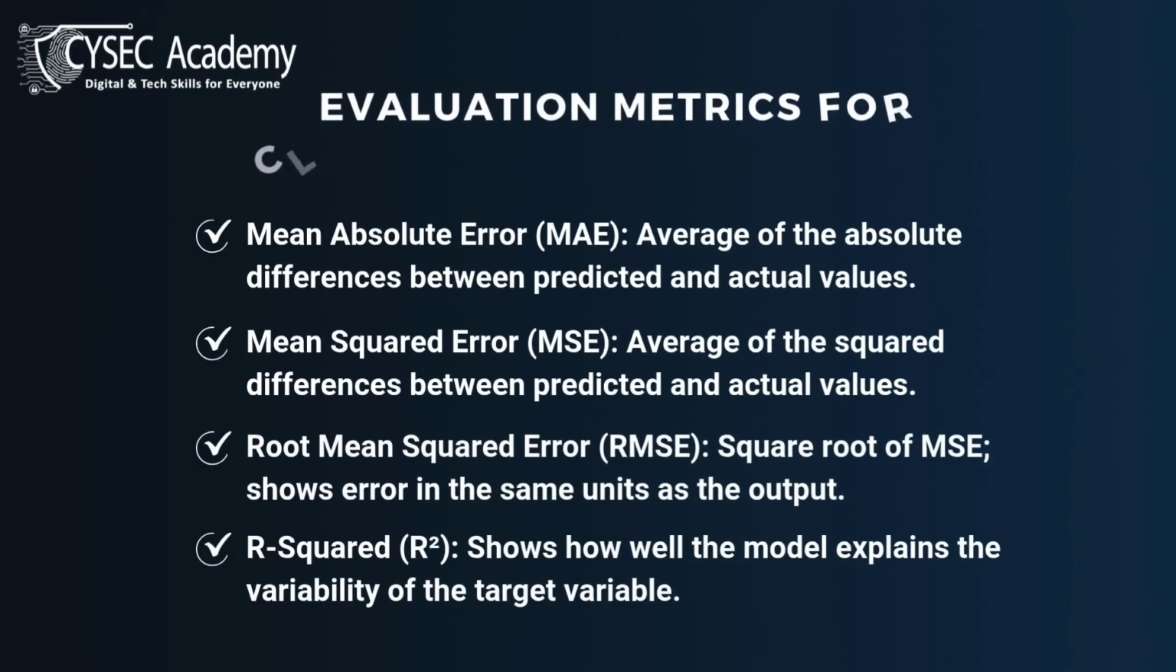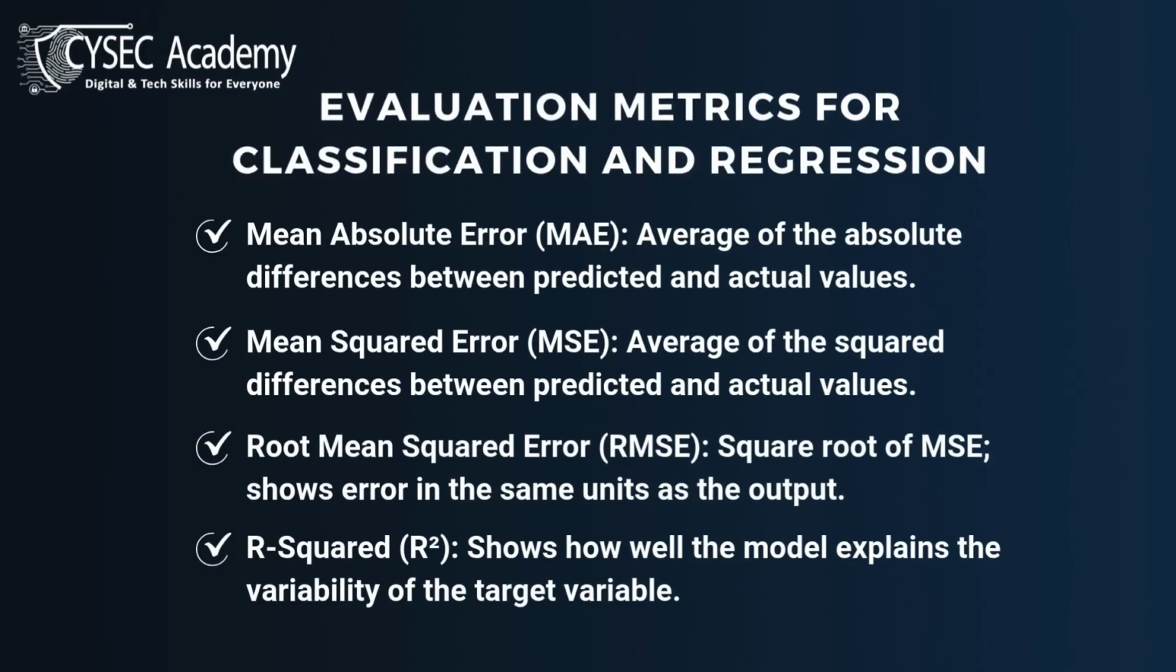2. Regression metrics. For regression tasks, metrics evaluate the model's ability to predict continuous outcomes. Mean absolute error, MAE. Average of the absolute differences between predicted and actual values. Mean squared error, MSE. Average of the squared differences between predicted and actual values.